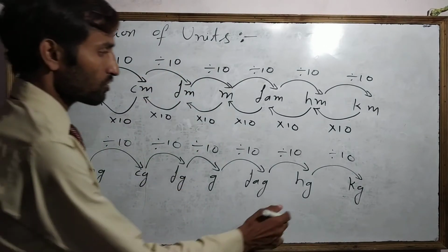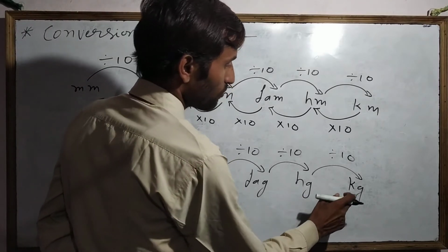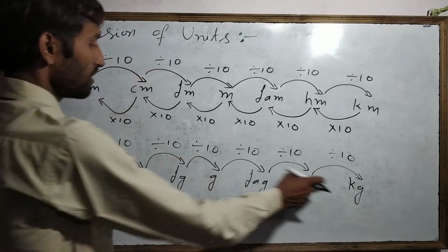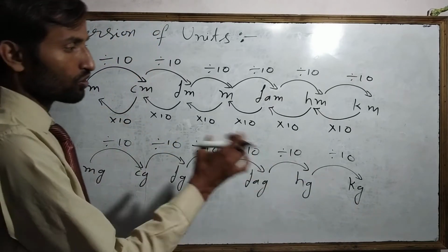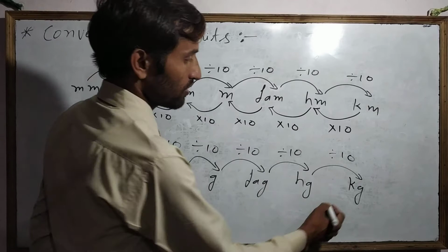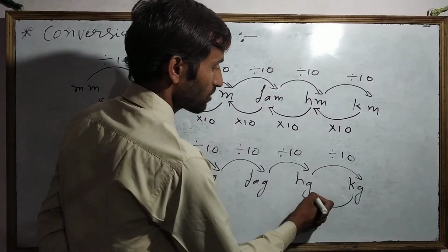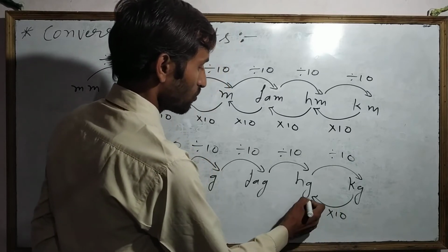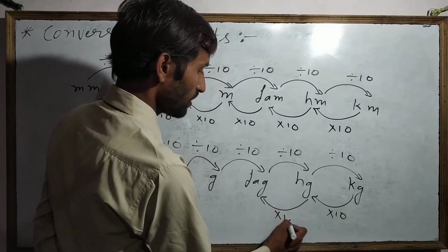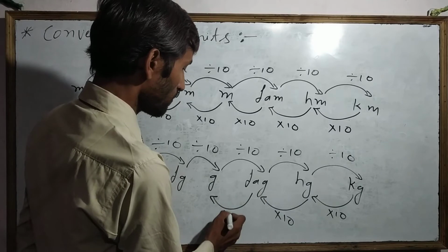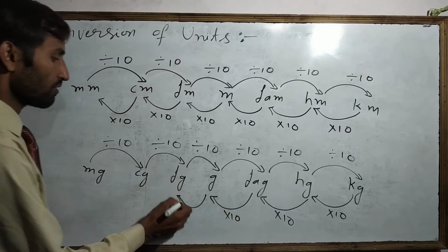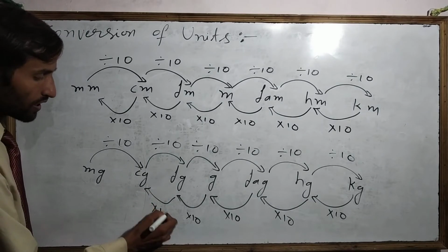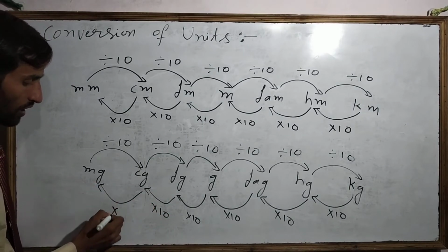Now this one is kg. When we go from this side to this side, this one is the bigger unit and this one is the smaller unit. From bigger to smaller, we multiply by 10 if there is one gap. From kg to hectogram, multiply by 10. Hectogram to decagram, multiply by 10. Decagram to gram, multiply by 10. Gram to decigram, multiply by 10. Decigram to centigram, multiply by 10. Centigram to milligram, multiply by 10.